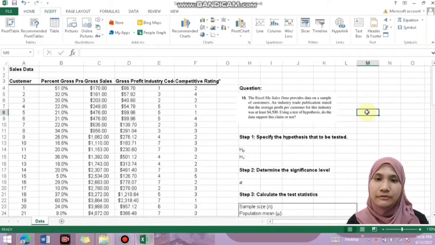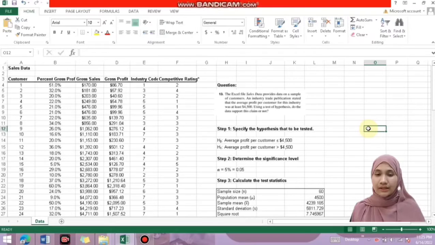So first, my question is about this, and the statement claims that the average profit per customer for industry trade was at least 4,500. So in order to answer the question, we need to do the hypothesis testing to know whether the data that are given in the sales data Excel are able to support the claim or not. Next, I will proceed to answer the question.